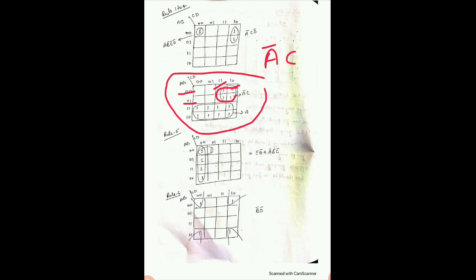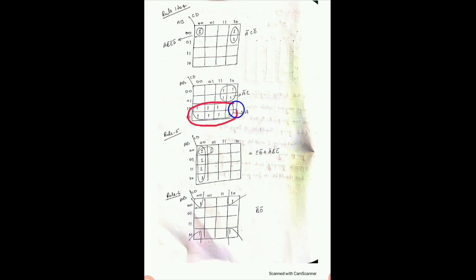Now you will see on the left there are two configurations, 0 0 and 0 1. Then which is common? 0 is common, 0 represents A, so this is A complement. Then on the top we have 1 1 and 1 0, so 1 is common, which gives C. Then the quarter grouping is A bar and C bar.